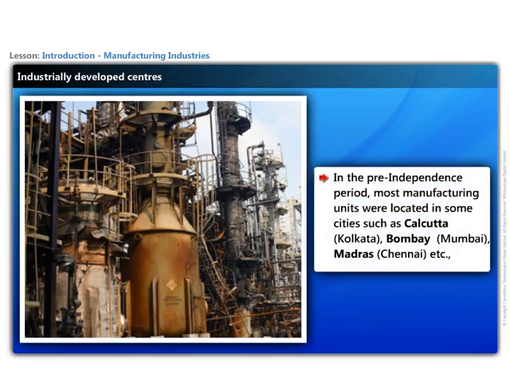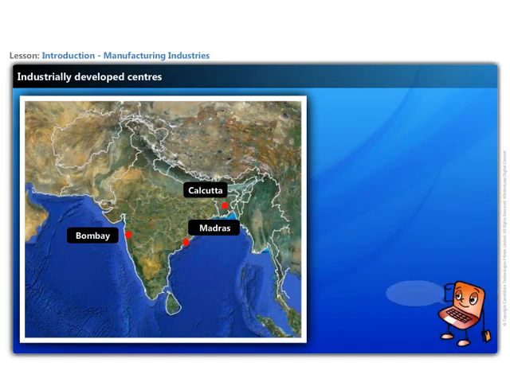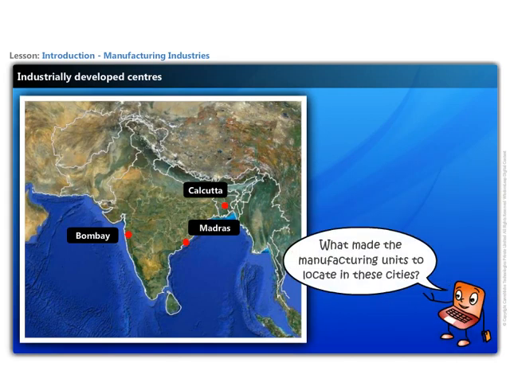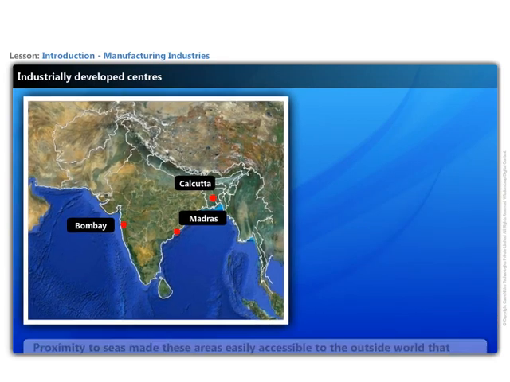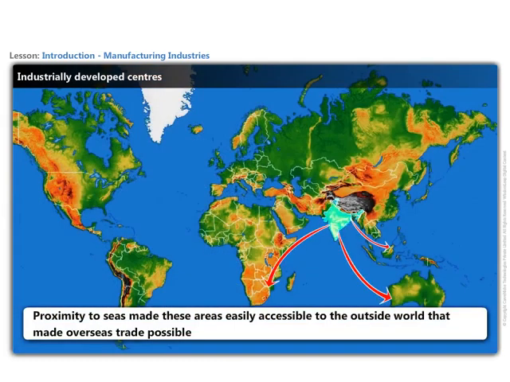In the pre-independence period, most manufacturing units were located in some cities such as Calcutta, Bombay, Madras. What made the manufacturing units to locate in these cities? Proximity to seas made these areas easily accessible to the outside world that made overseas trade possible.